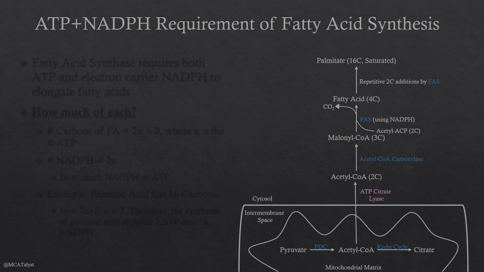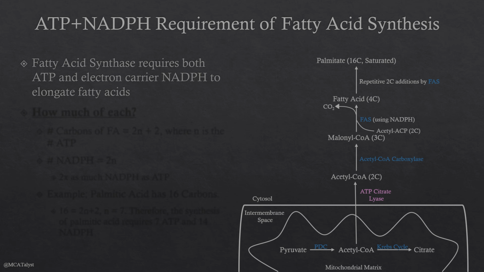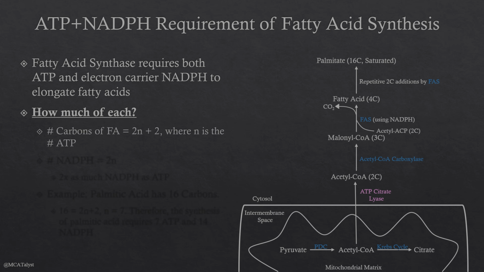Not important. The MCAT sometimes wants you to know how much ATP or NADPH is required for the synthesis of a certain fatty acid. So again, it requires both. It's going to require both ATP and NADPH in order to form these big fatty acids that we're storing in fats. So there's a pretty simple equation that's going to allow us to figure out how much of each that we need. What you're going to do is take the number of carbons that the fatty acid has, and set that equal to 2n plus 2.